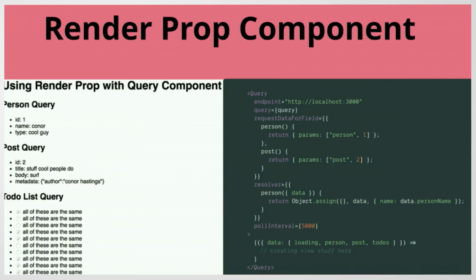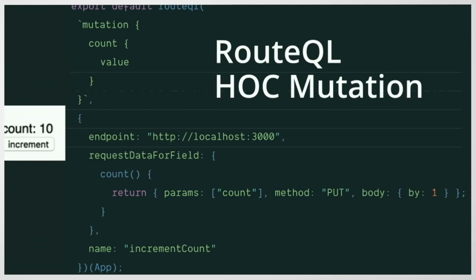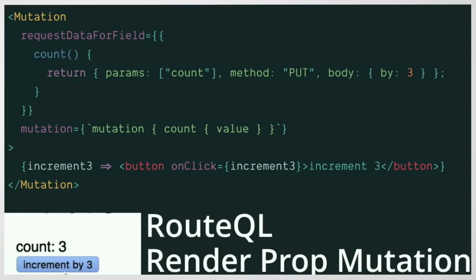And then you can do the same exact thing, except using render props and then hooks soon. You will be able to do it with hooks, because that is what everyone's doing now. And then, yeah, here it's the same thing, but a mutation, incrementing a count. Again, this is a higher order component. And then the same thing, but using render props, where the argument to the render prop is the thing that will fire the mutation and actually make the call to your backend.